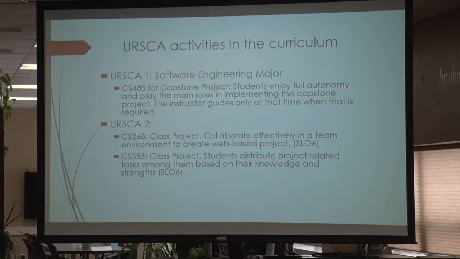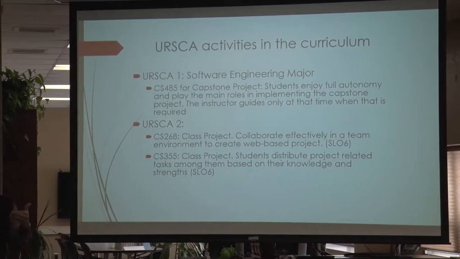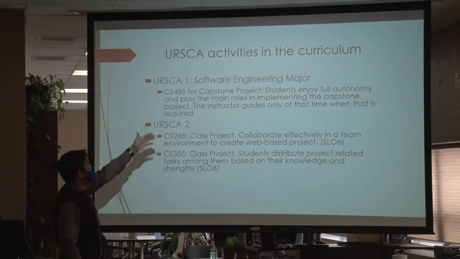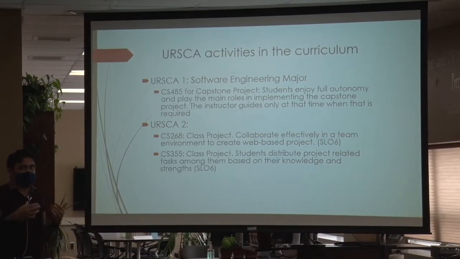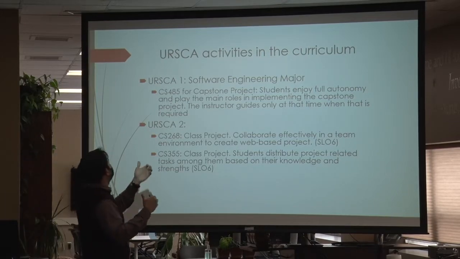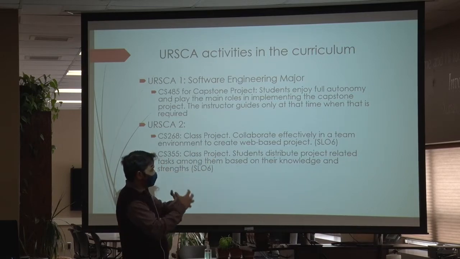So now about courses. How do URSCA student learning outcomes fit in with the courses? For this research, we only looked at courses which were considered core courses for our major, not something like 491, which is in itself a research course to begin with. So CS 485, for example, is software engineering 2, and that is considered a capstone-level project. But here we found URSCA 1 fits very nicely with the objectives.